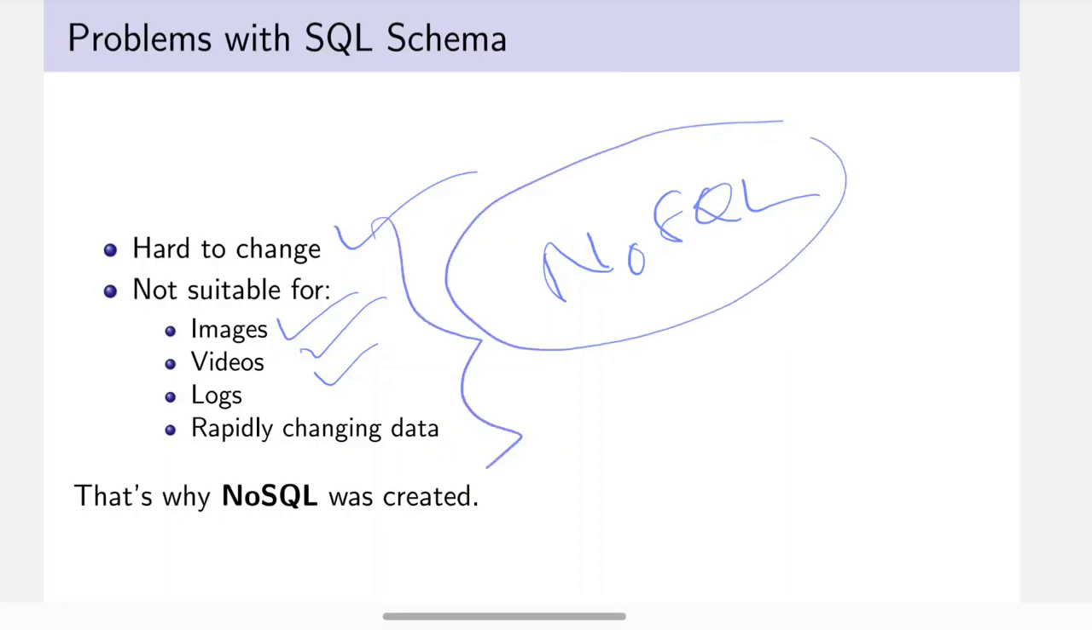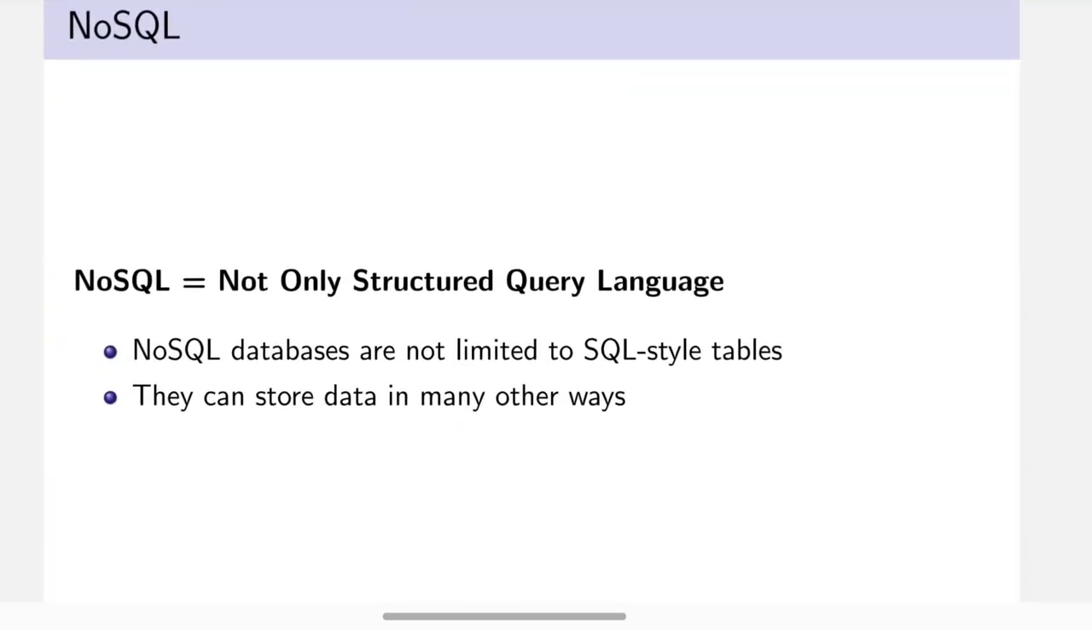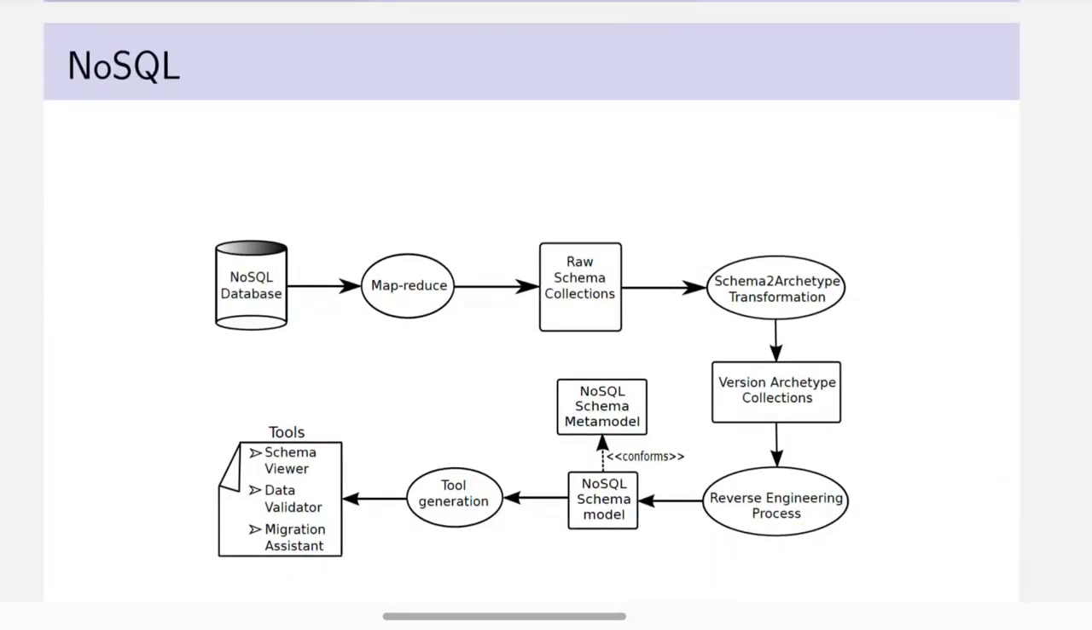NoSQL stands for "not only structured query language." This means we are not limited to tables anymore. NoSQL databases allow different ways to store data, not just rows and columns. That is what NoSQL gives us.